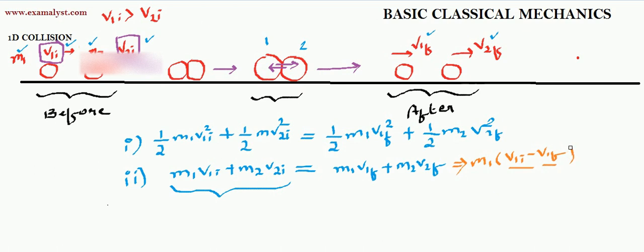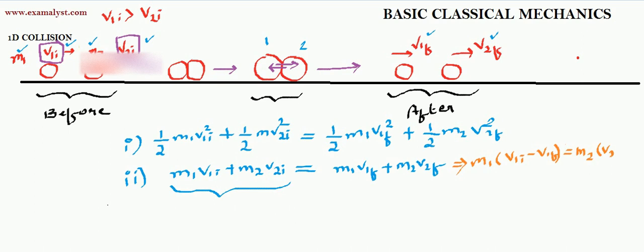Let us find some space. This is not going to work. We need to find some space. Now take the v2i on the other side, and what do we get? We get m2 into v2f minus v2i.